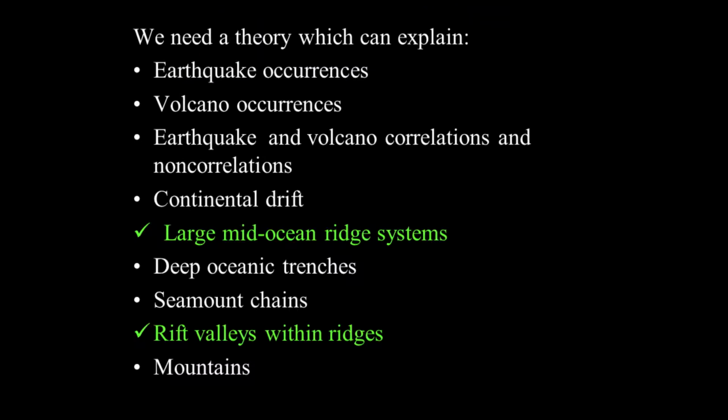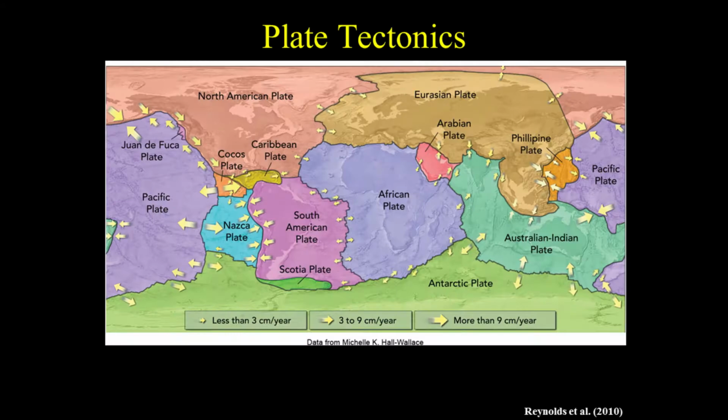So, we have our first result of tectonic plate theory. We have explained the presence of large mid-ocean ridge systems on the seafloor and rift valleys by using divergent plate boundaries. Here we are showing some examples of convergent boundaries.